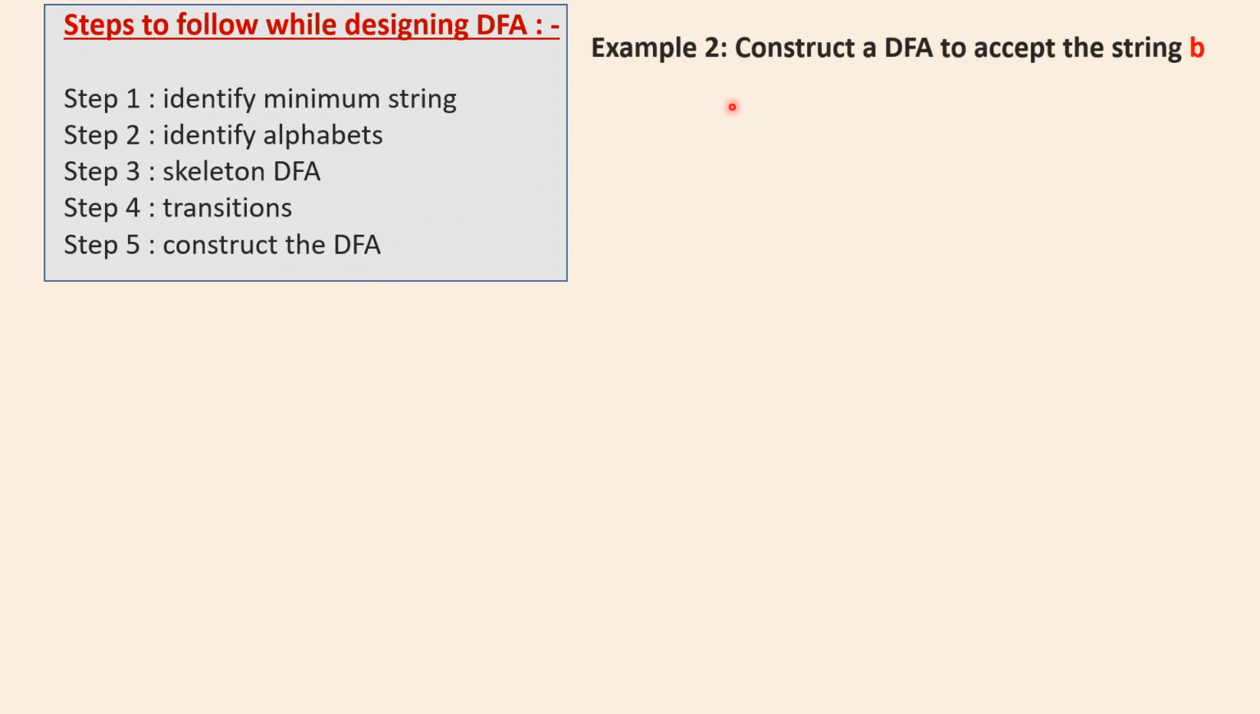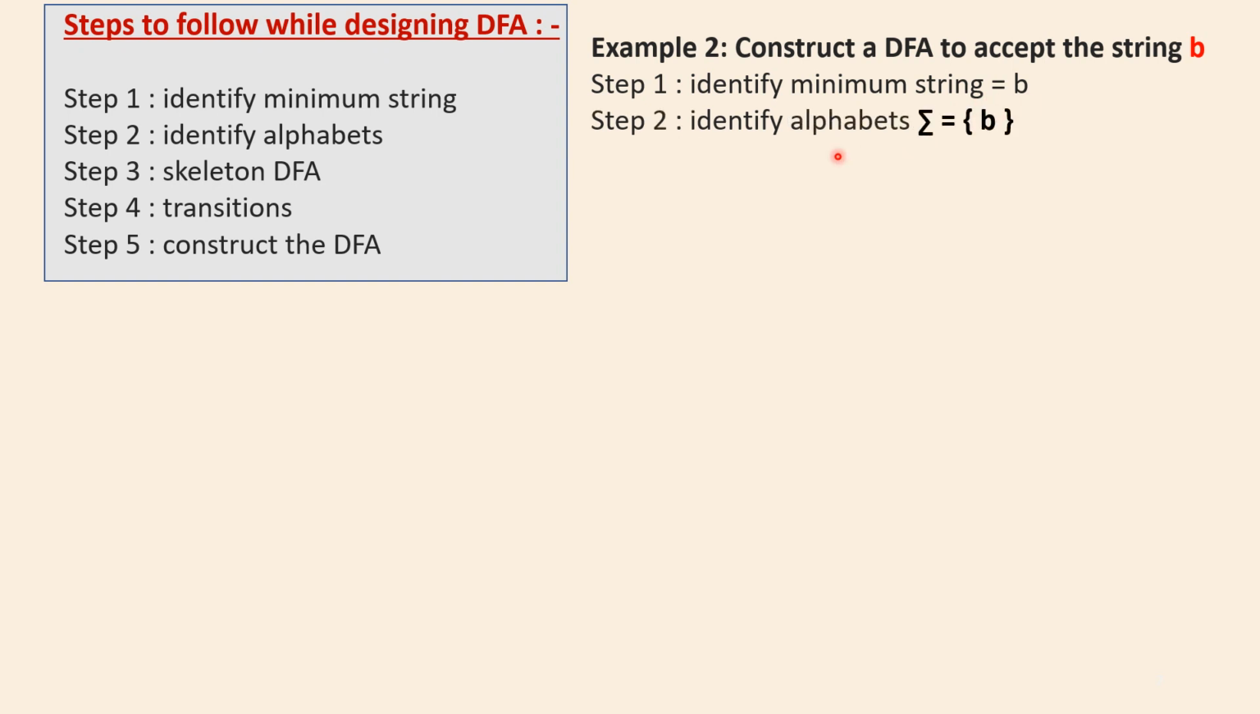Here let us take another example. Construct a DFA to accept the string B. Here we have only B as the input string. So the first thing is to identify the minimum string, which is B. And to identify the alphabet, that is the input symbol here, there is no A in the question, so the input symbol is only B.